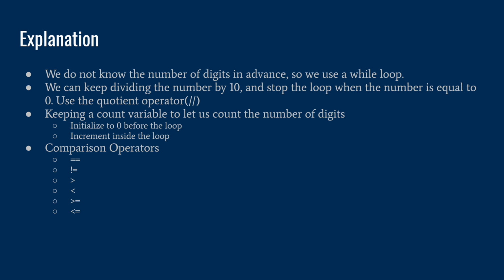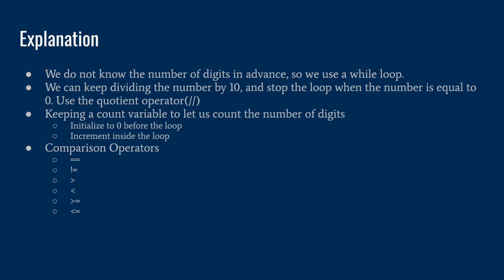And we also need to keep a count variable that'll let us count the number of digits. To do that, we need to initialize it to 0 before the loop and then increment it one by one inside the loop. So with while loops, we use comparison operators a lot, and some of these will be needed in this situation. Firstly, we have the equal to operator, which is the two equal signs, one after each other. This is different from the single equal sign because that is used in an assignment statement, for example, assigning a value to a variable.